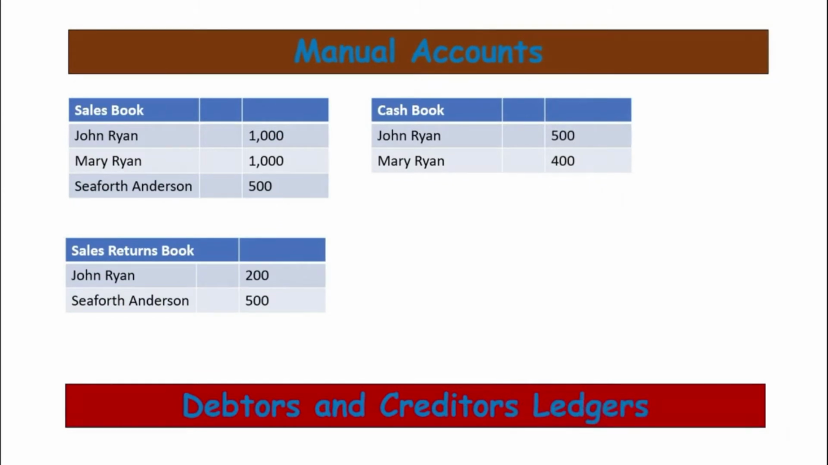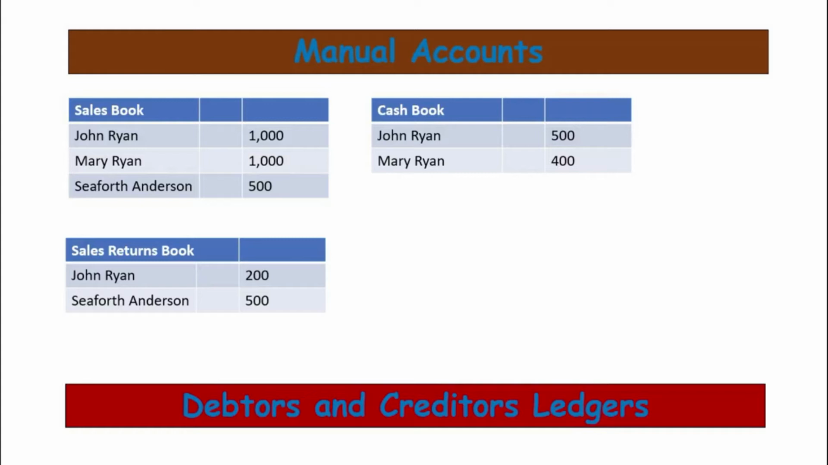Presume for a moment that one of our customers, John Ryan, calls us to ask how much he owes us. So far, the only thing we could do is to trawl through the day books to calculate how much is outstanding. We would need to add up all his transactions from the sales book, sales returns book and cash book. We would then need to subtract his total returns from his total sales and then subtract his total payments from that. All of this would need to be done while the customer was waiting, so obviously this is not practical. Instead, we create a debtor's ledger to summarize each customer's transactions in one book.